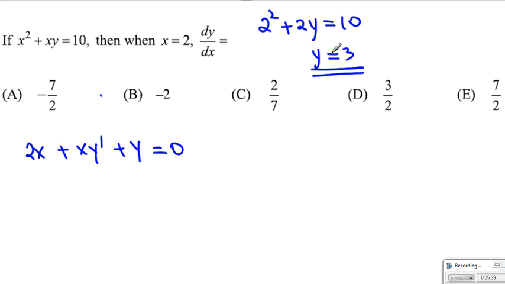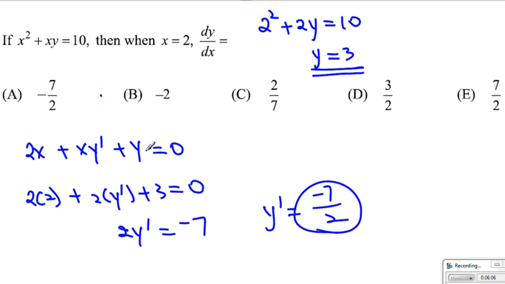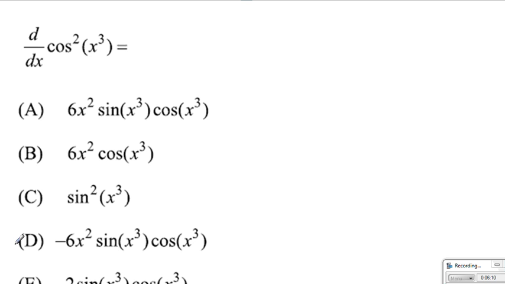Now, once you plug in 2 for x and 3 for y, we'll end up getting something like this. 2 times 2 plus 2 times y prime plus 3 is equal to 0. So when you bring it over, we realize that 2y prime will be equal to negative 7. Therefore, y prime must be equal to negative 7 over 2. And A would have been our answer. Alright, let us move on.